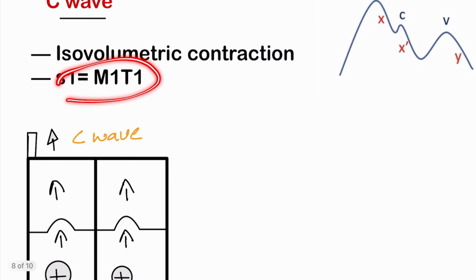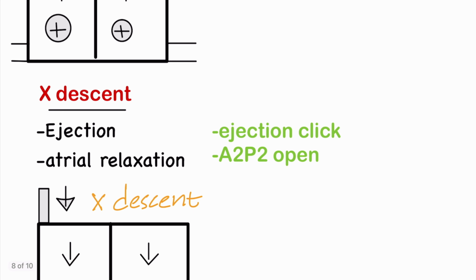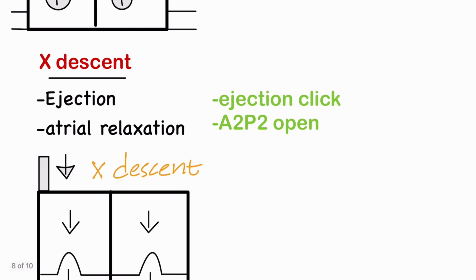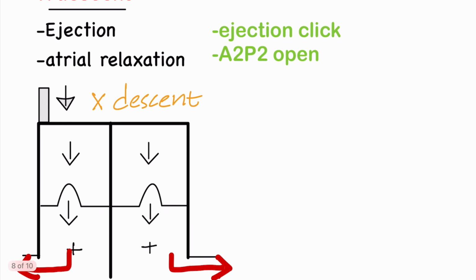So this is the first heart sound. After first heart sound, you have ejection click. You can see ejection click. This is during the ejection phase.